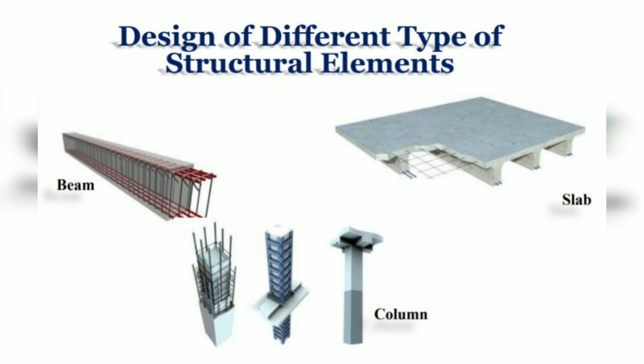These are the elements which you are seeing in the image of a building. First there will be a footing, then column, beams, and slab. These are the structural elements of a building, so we'll see them one by one. What exactly is the structural element, or what do you call it as RC?